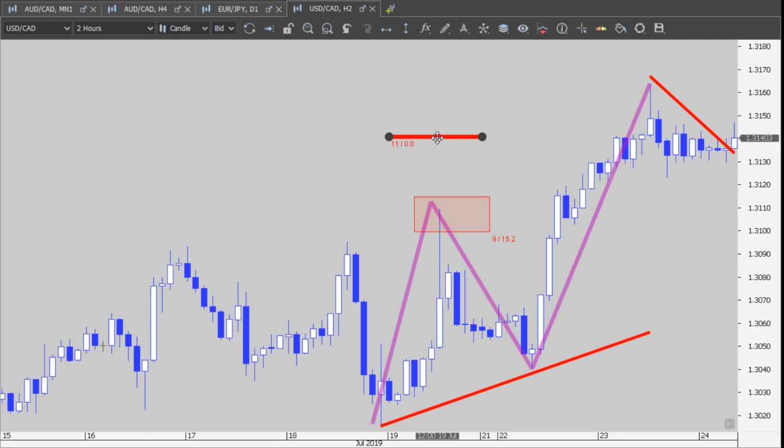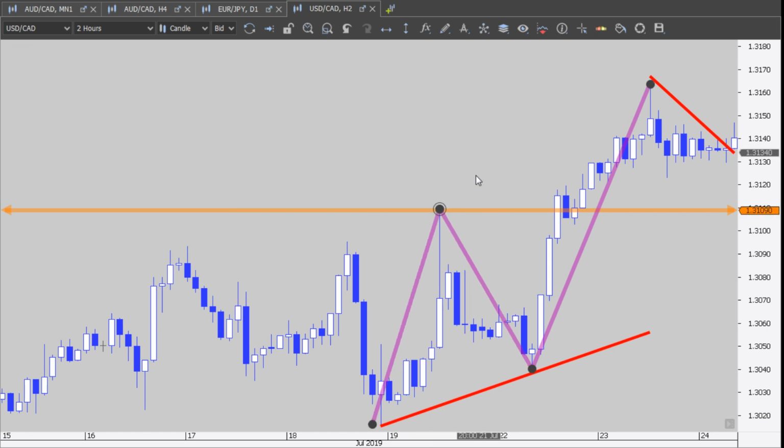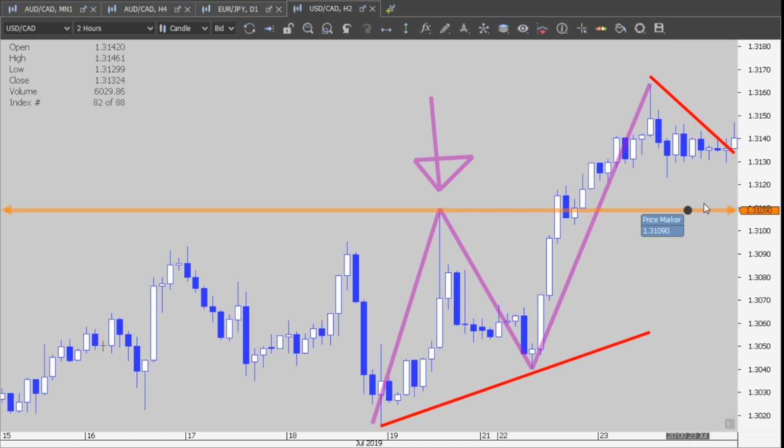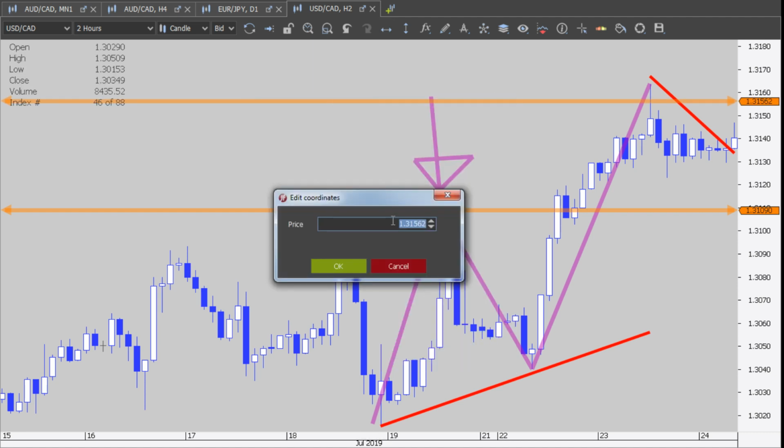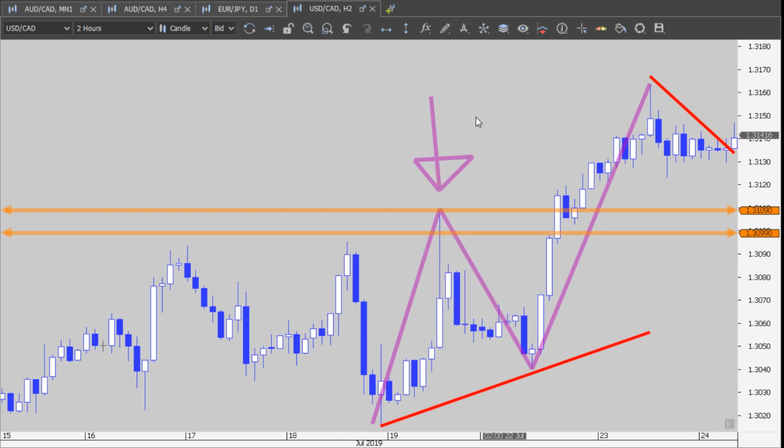So how to do this? This is not a rule, everybody, but if you want to see some numbers, you put your horizontal line on the high. The number is 1.31090, so your stop loss is going to be 10 pips or 100 pipettes lower. So it's going to be at 1.30990. Okay, this is how it's done.